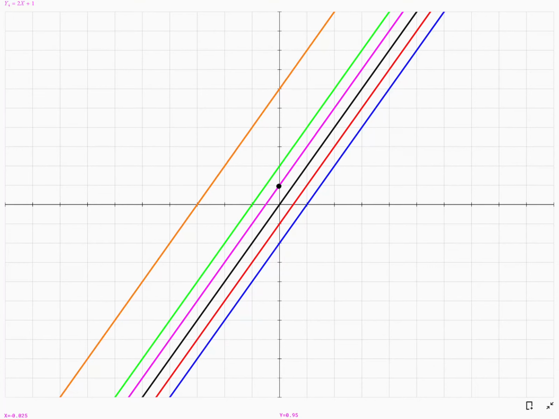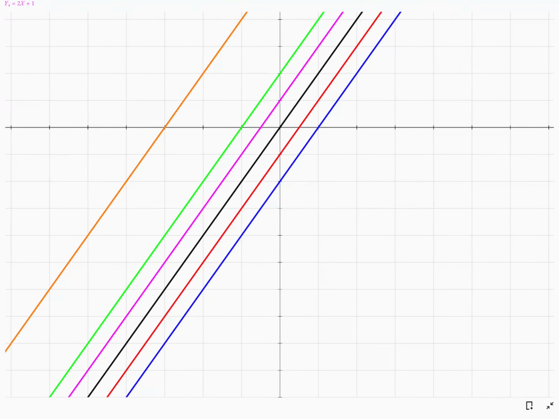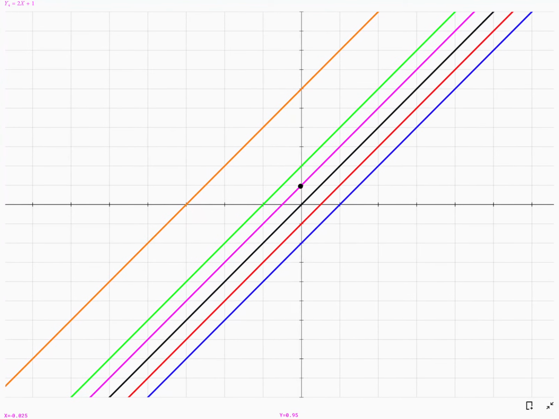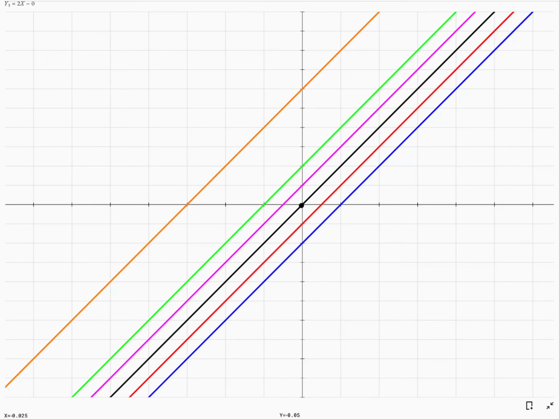Okay, well, let's take a look here and see if we can see the same thing. So we have 2x plus 1. That plus 1, again, seems to represent where this graph crosses the y-axis. 2x plus 0 crosses at the origin, or 0. 2x minus 1 crosses at y equals negative 1. And 2x minus 2 crosses at y equals negative 2.